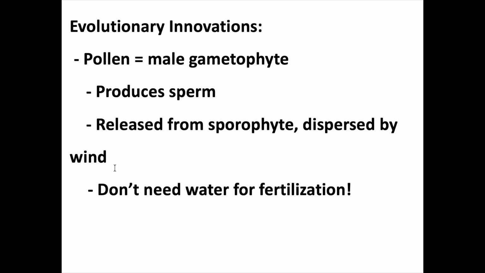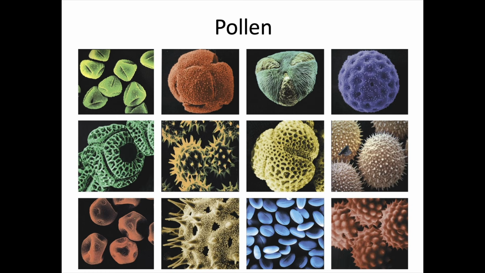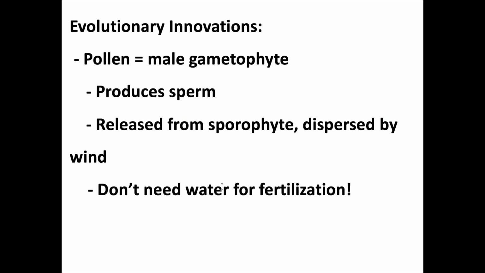This is huge. Remember, for the longest time, our land plants, whether they were vascular or non vascular, had flagella on their sperm. I'm going back to ferns here. They had flagella on their sperm. They had to live in humid environments or places where it rained a lot. They had to swim to reach their eggs. Being able to use the wind to disperse pollen, which makes sperm, is huge.